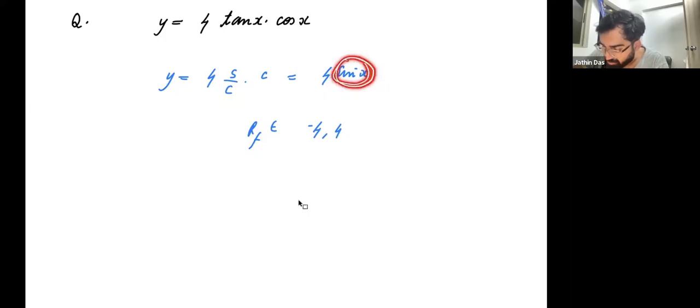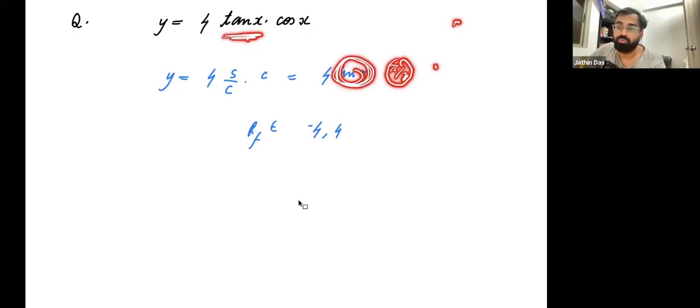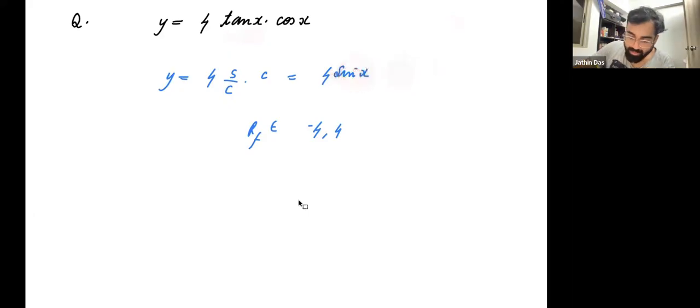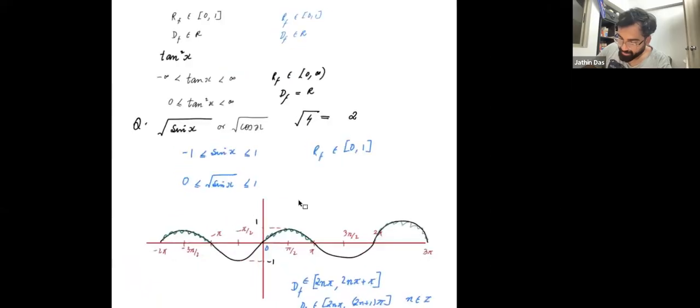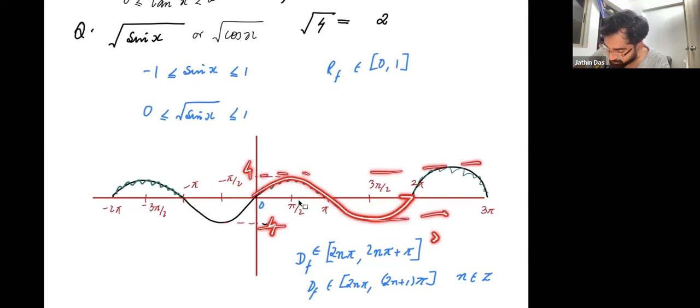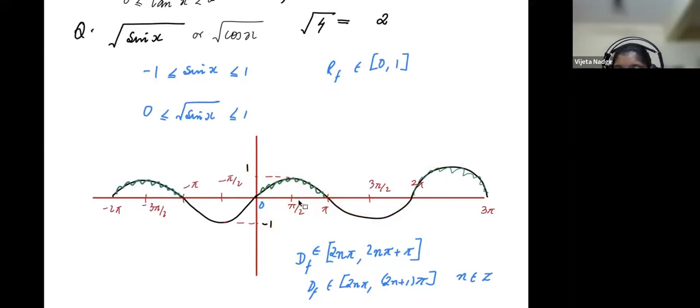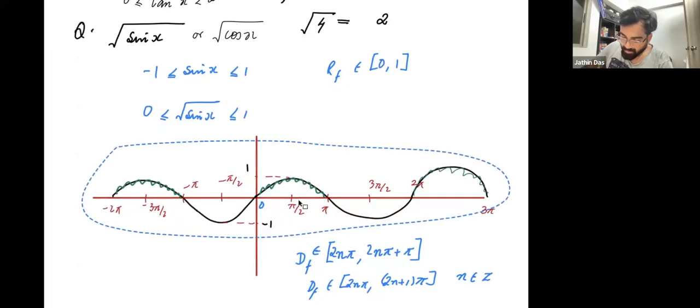Tell me when it will be 4, when sin is (2n plus 1) pi by 2. I'm saying when will this become 1, at pi by 2? But for pi by 2 is tan defined? No. Understood what I said here? Suppose this is 4 sin x. Suppose think this is 4 sin x. So your range is always like this region, correct? So for pi by 2, just imagine it like this.